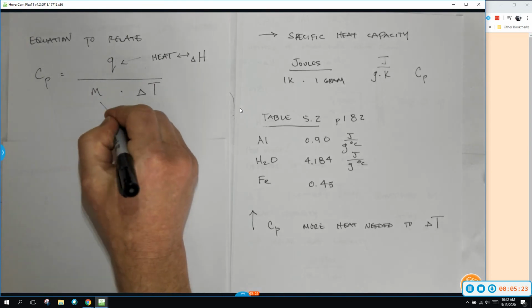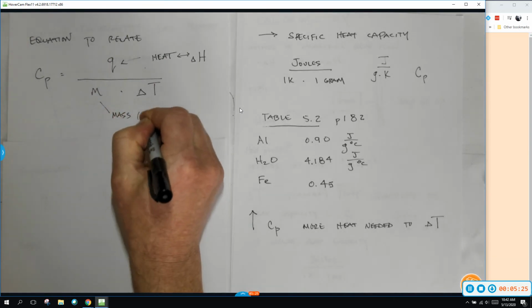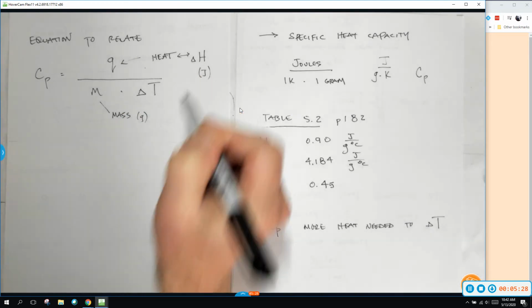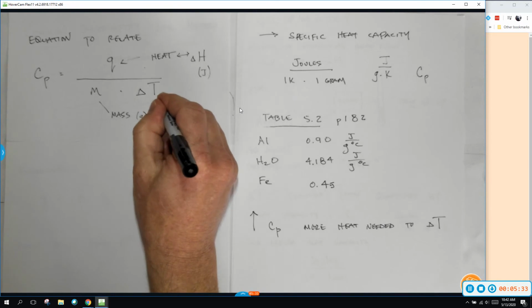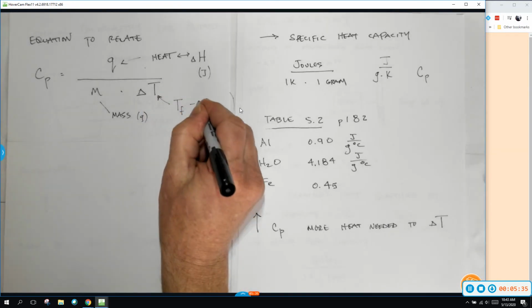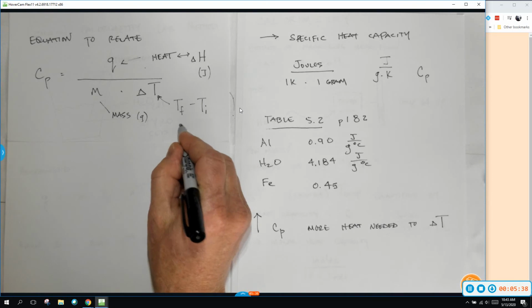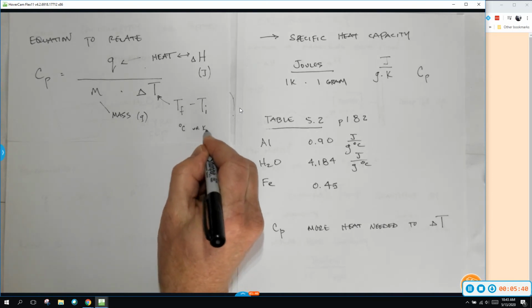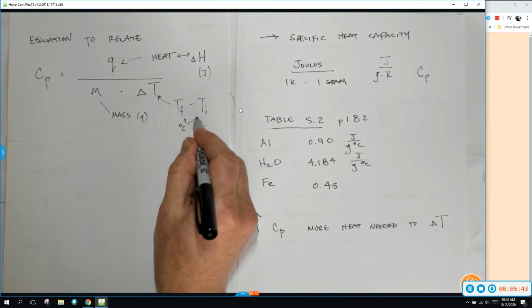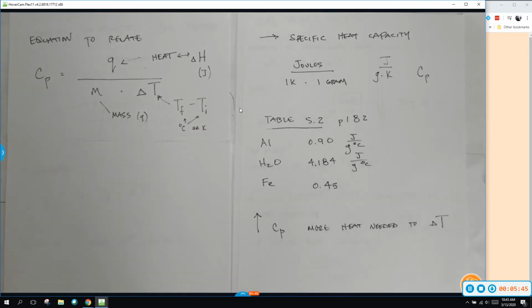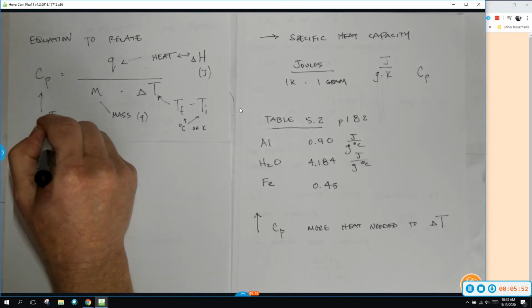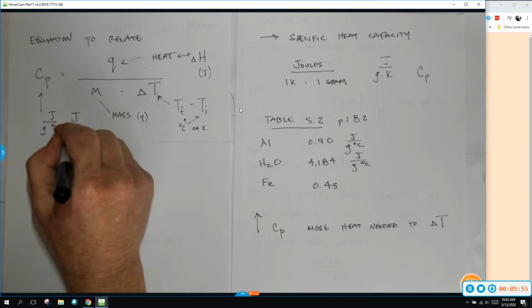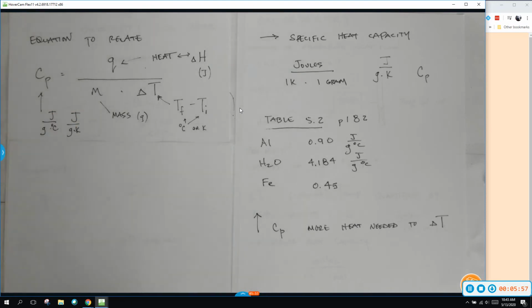M stands for mass, and mass has to be measured in grams. Oh, I forgot to tell you that heat energy is almost always measured in joules here. And then this is triangle T, which is always temperature final minus temperature initial. As long as it's in either Celsius or Kelvin, as long as they're the same units, they're absolutely fine because you're looking at the change in temperature. And this is specific heat capacity, of course, measured in joules per gram degrees Celsius or joules per gram Kelvin, and the units are interchangeable.